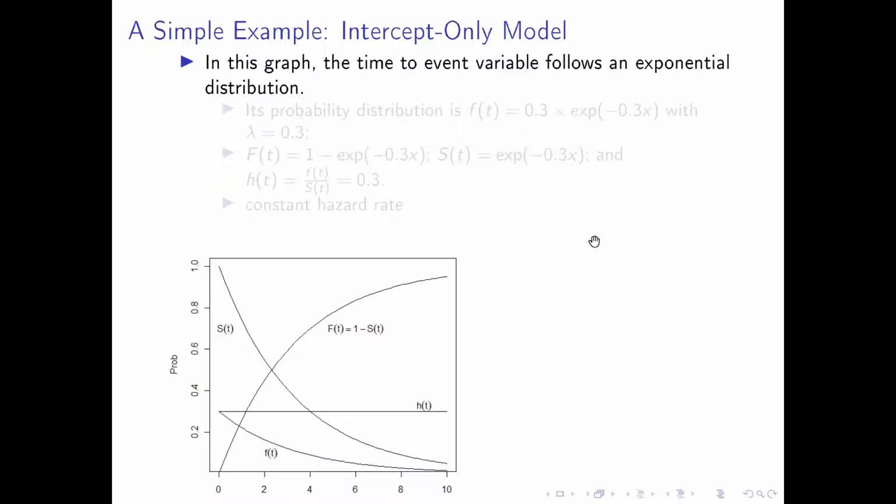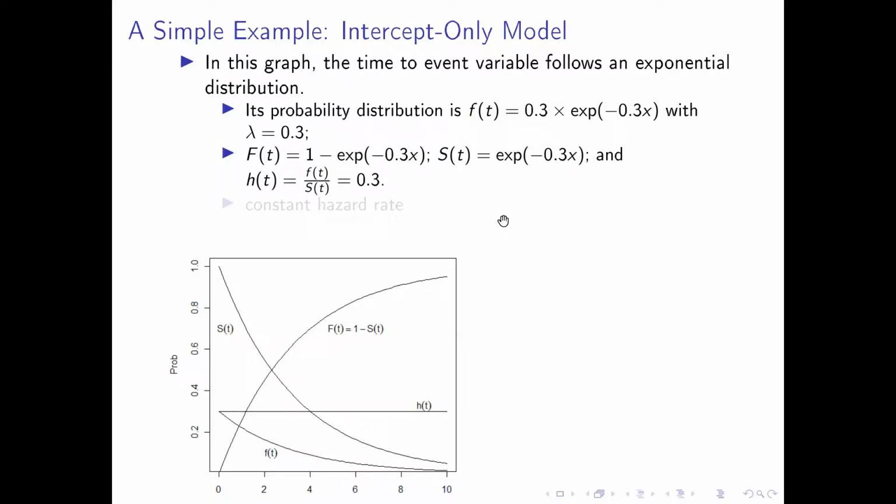Here we have a very simple example for the proportional hazard exponential regression. The model we talk about is what I call an intercept-only model without any covariates. In this case, let's assume the probability density function f of t is equal to 0.3 multiplied by the exponential function of negative 0.3x. Here x is the time to event variable with lambda set to 0.3.